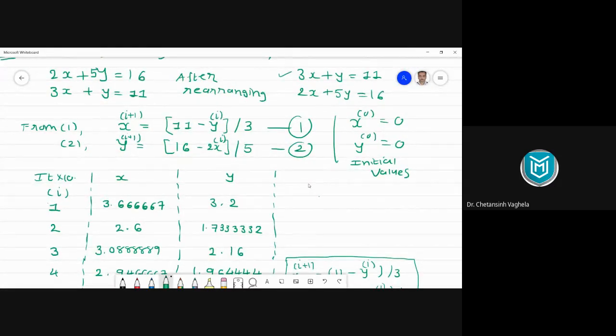Okay. See, when you create these equations, equation 1 and 2, right? So if you take i equal to 0 in this, what will happen? If you take i equal to 0 in equation 1 and 2, then your equations are like this. x1 is equal to (11 minus y0) divided by 3, and y1 is equal to (16 minus 2x0) divided by 5, right? So these are your values of first iteration.